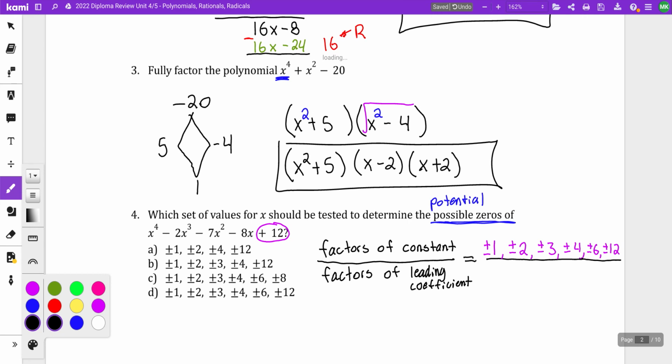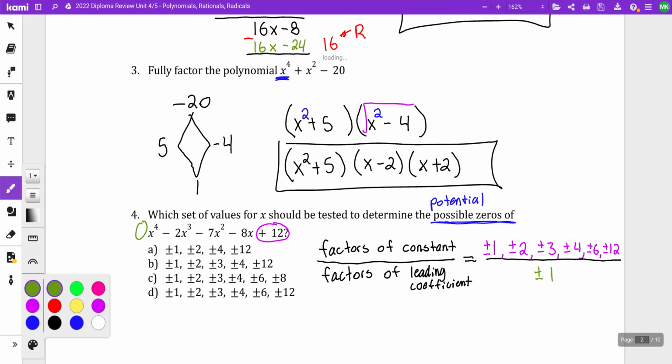I then divide that by possible factors of the leading coefficient. The leading coefficient here is just 1. The only thing that can divide into that is positive or negative 1. Anything divided by 1 is just staying the same. Agreed? So the dividing by 1 isn't going to make a difference here.